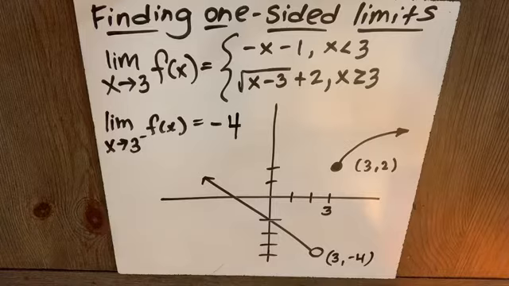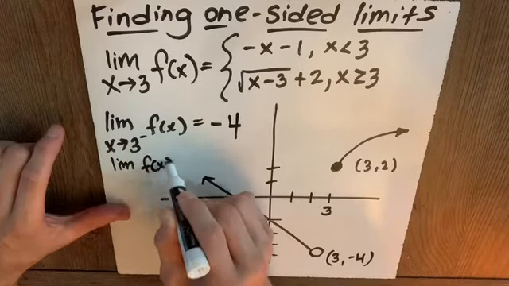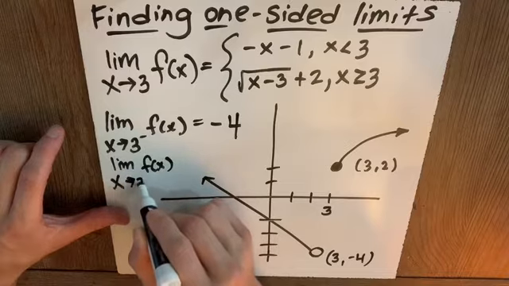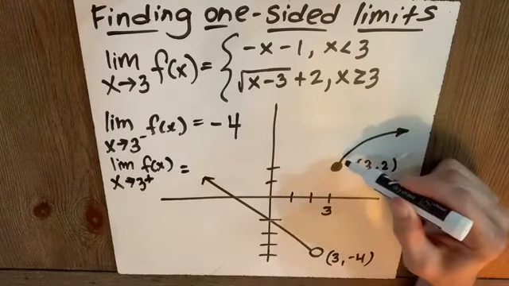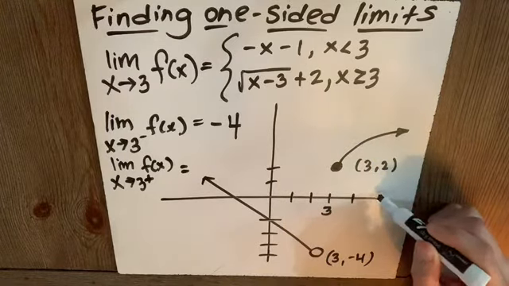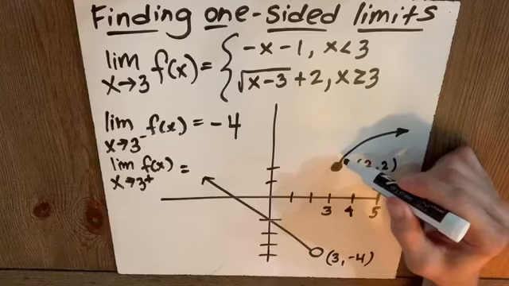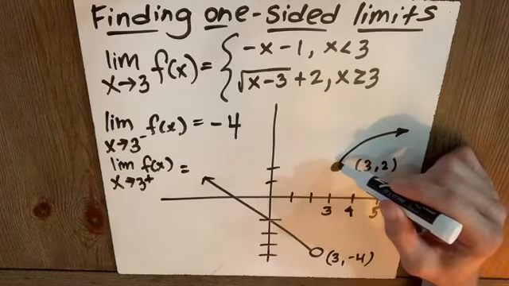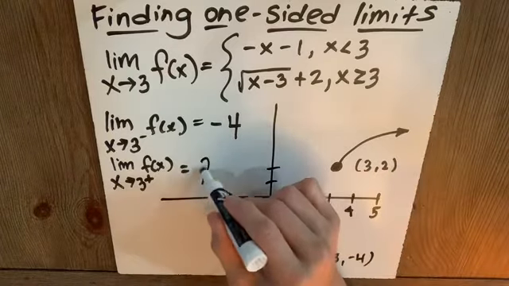How about the right-hand limit? We take the limit of f of x as x approaches 3 from the right. Well, now we're coming this way. We're squeezing in on 3. Here is 5, then 4, then 4.1, then 4.01, then 4.001. Where is y heading? Hopefully you guessed it, 2.